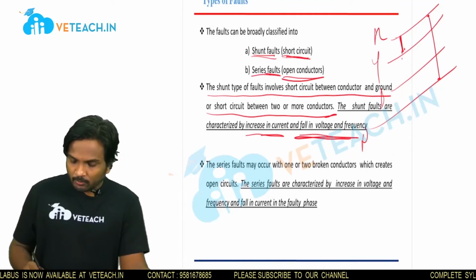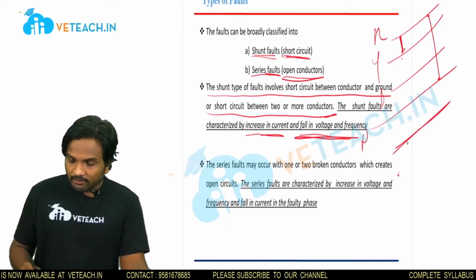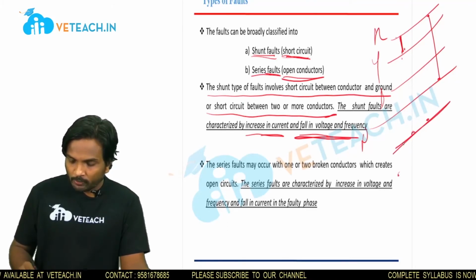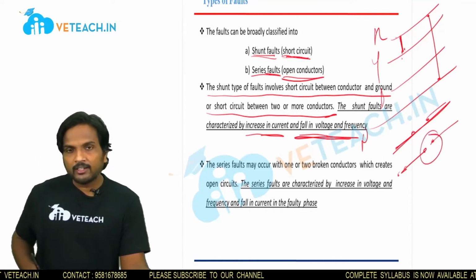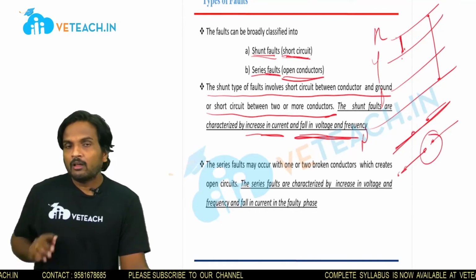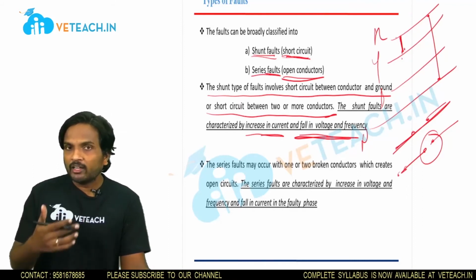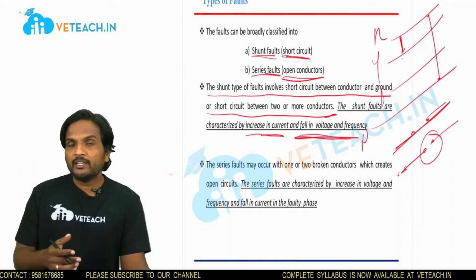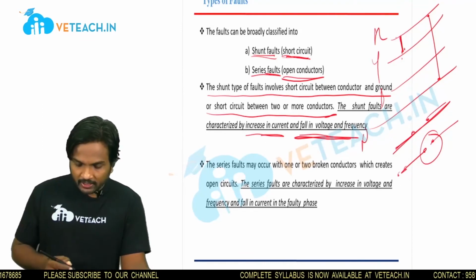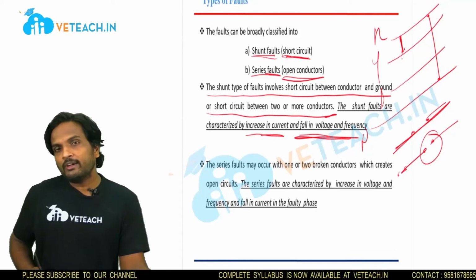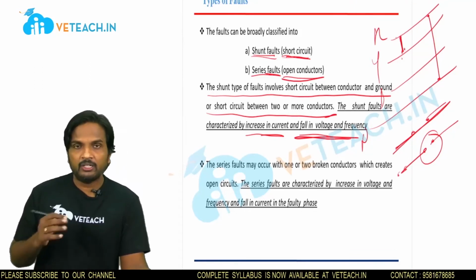The next one is series faults. Suppose you have a conductor like this. Whenever a fault occurs, the conductor gets open circuited like this. These types of faults are called series faults. And how do we identify a series fault? There will be a decrease in current but an increase in voltage and frequency. That is how we identify series faults.